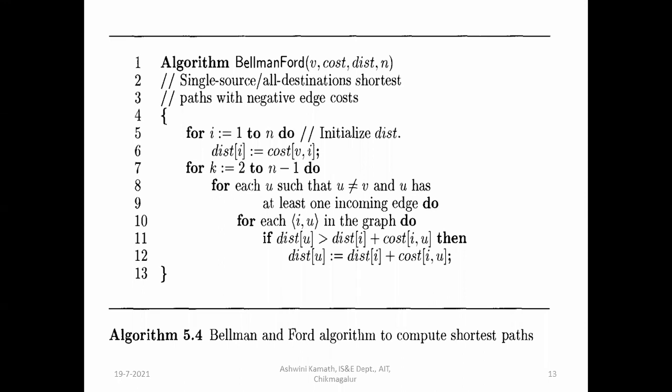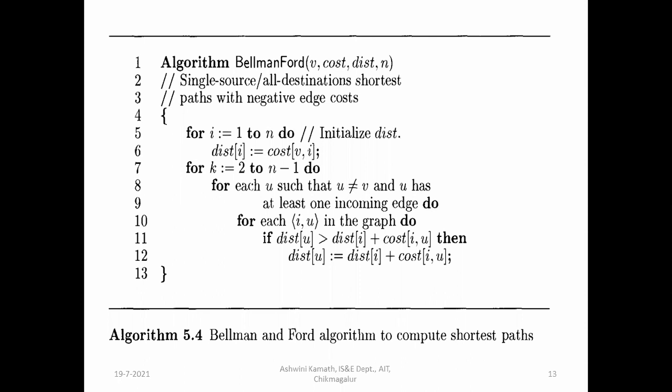So from the source vertex to all other vertices, we are going to write the direct edge value in this distance of i. Then for k is equal to 2 to n minus 1. This is for the second row, from the second row up to n minus 1. So if we have n number of vertices, then it will be n minus 1. For example, we had 7 vertices. We have taken k up to 6.